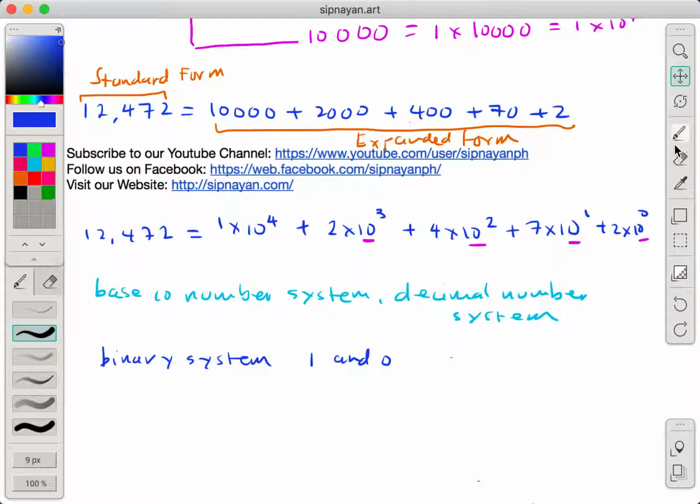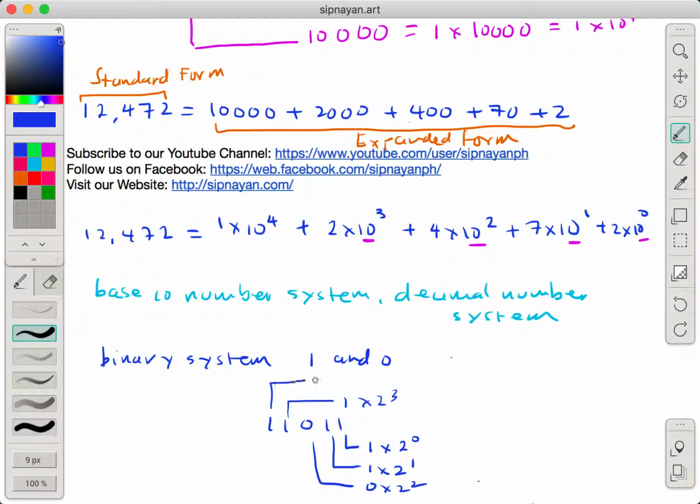Bakit siya base 2? Kasi pag nagsulat ka ng 11011, ang minumultiply mo na naman dito ay, imbes na 10, ay 2 naman yung base niya. So this is 1 times 2 to the 0. This is 1 times 2 to the first. This is 0 times 2 to the second. This is 1 times 2 to the third. This is 1 times 2 to the fourth. No? So imbis na base 10, tawag naman natin dito ay base 2 or binary system.